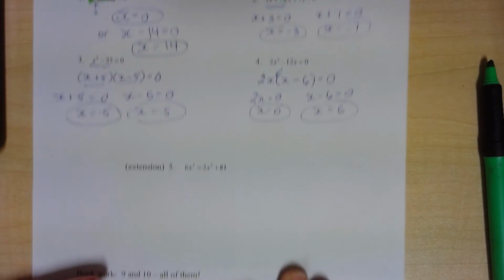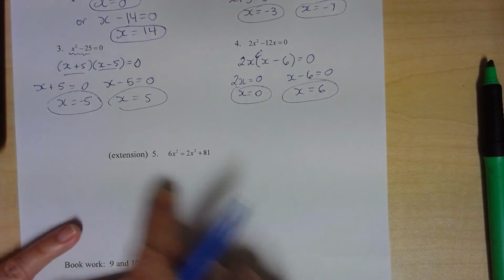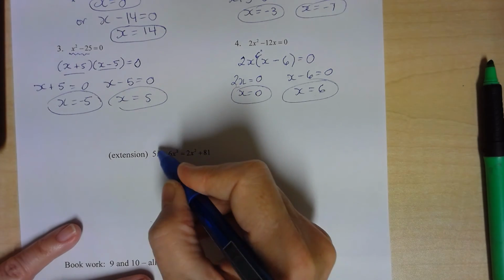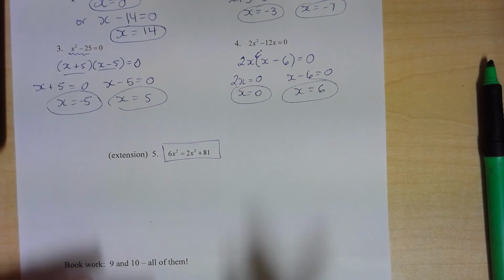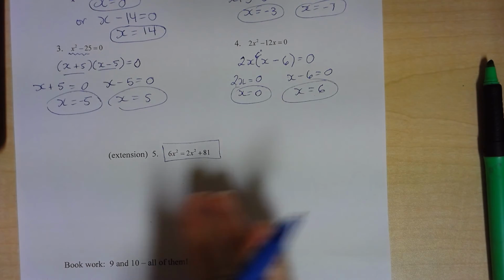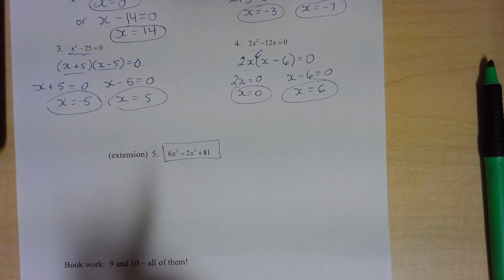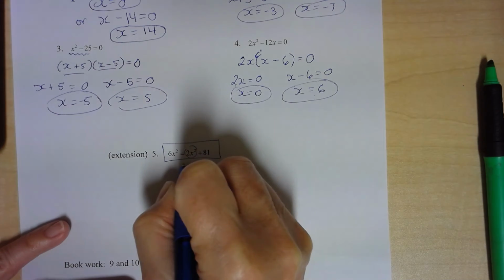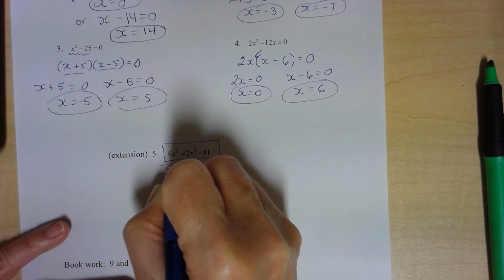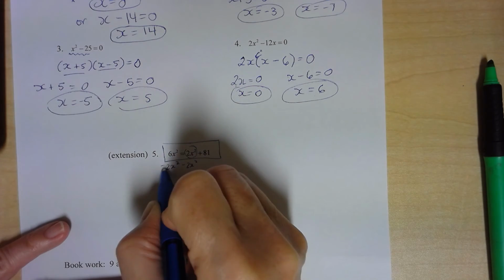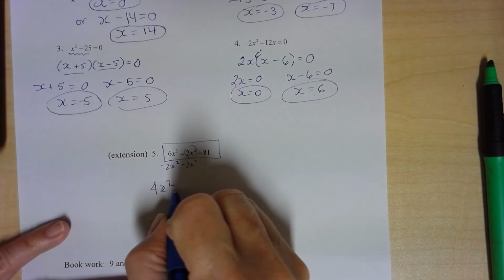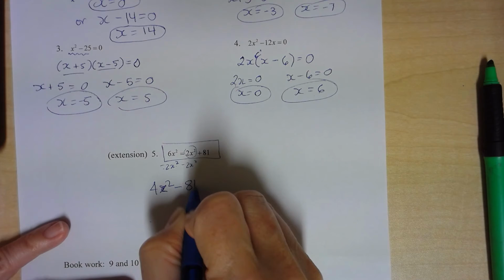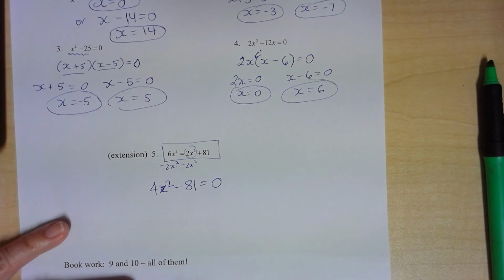Okay, not that bad. Now, there's one hard one on here. This is much harder than I'd have on a test, but sometimes the problem isn't set up right. There's no 0 in it. So I'm going to get a 0 in it. I'm going to make everything go to the left side so I can make it equal to 0. So I'm going to take this over by doing -2x squared. Well, 6x squared minus 2x squared is 4x squared. And when I take that 81 across the equals bar, it becomes -81. And now I have something equal to 0.